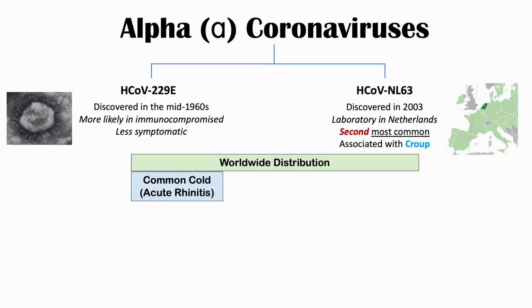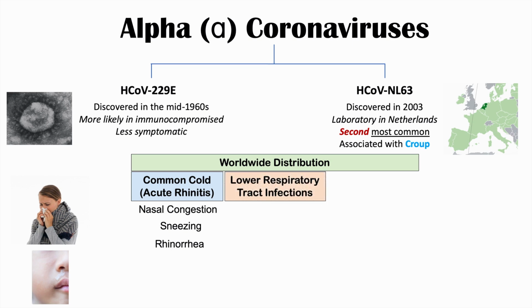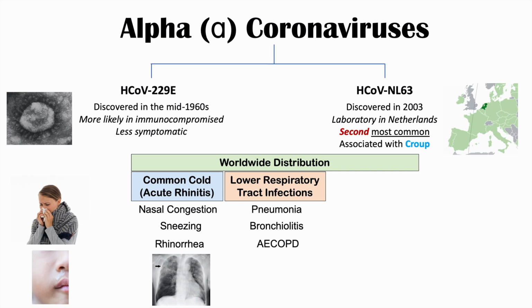These alpha coronaviruses cause the common cold, or acute rhinitis. Acute rhinitis, you can think of as nasal congestion, so your stuffy nose. They cause sneezing, and they cause rhinorrhea, so a runny nose. So these 2 coronaviruses cause significant amounts of common cold, or acute rhinitis. They can also cause significant lower respiratory tract infections, like pneumonia or bronchiolitis. And they can also be a cause of an acute exacerbation of COPD.